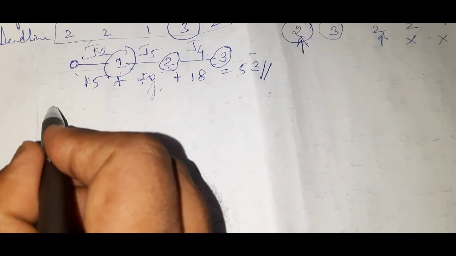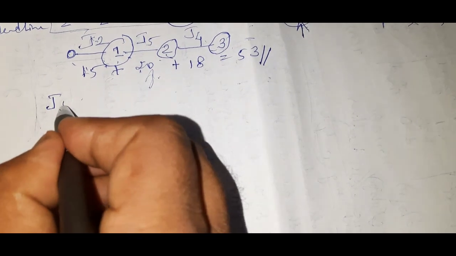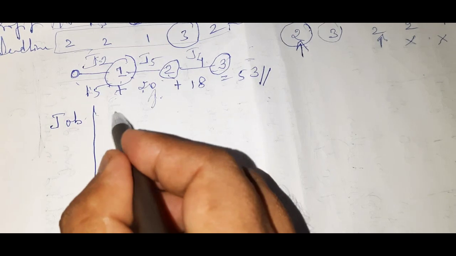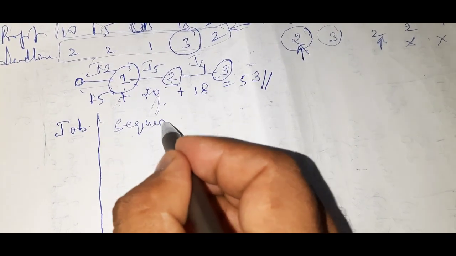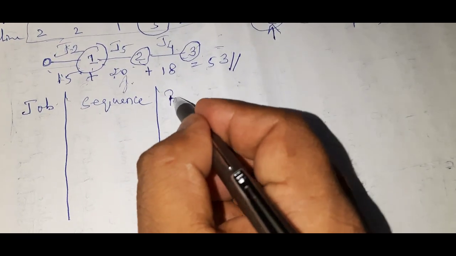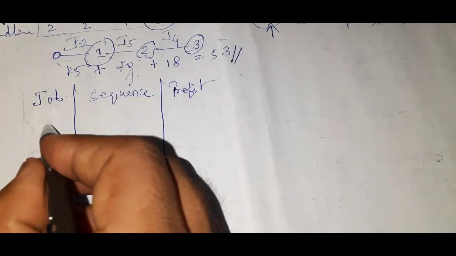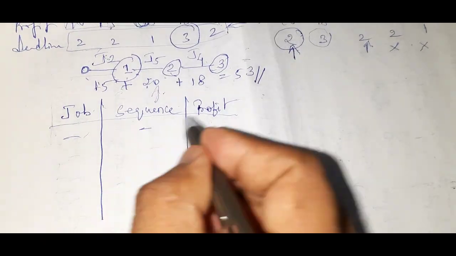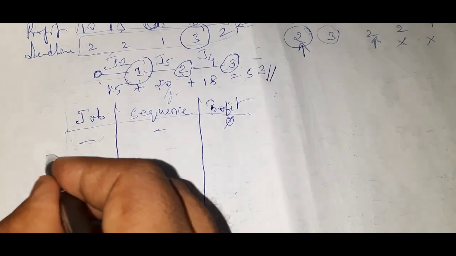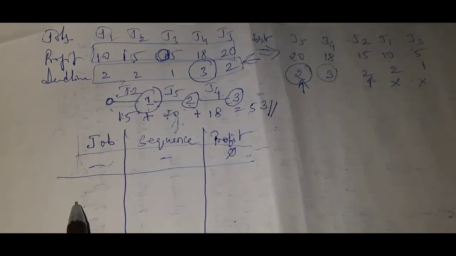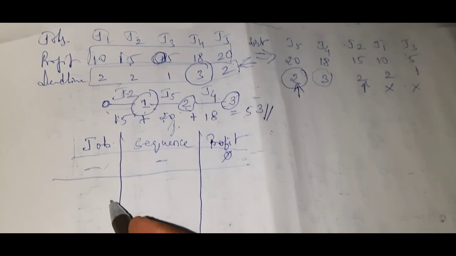How to do it actually in implementation? First I'll take three parts: the job considered, then the sequence, then its profit. Initially nothing is being used, so initially I'll take this as 0. Then comes the job number. You can start with J5, J4, anything.